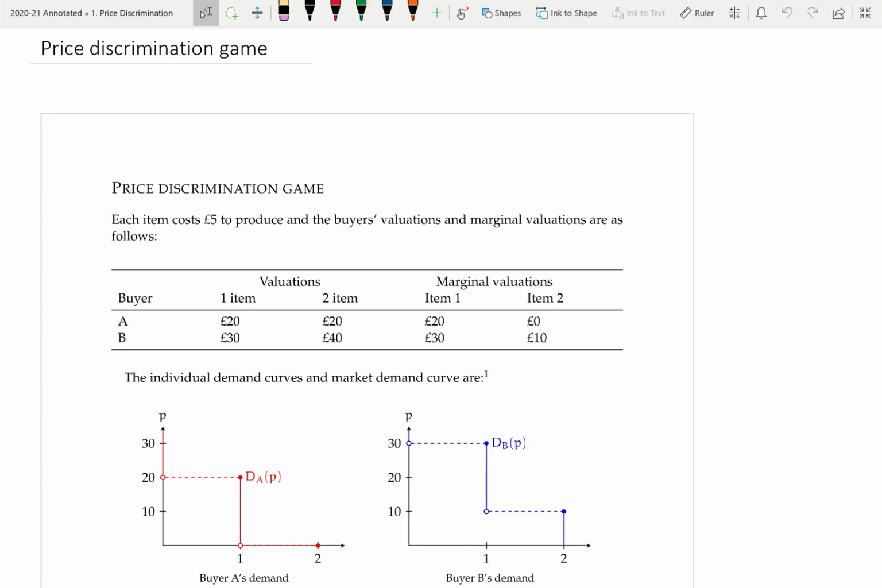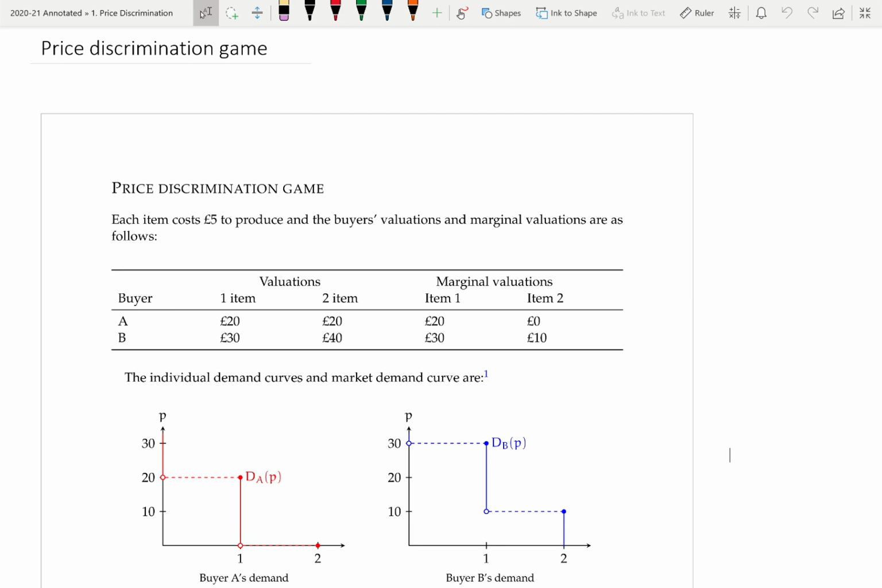In this video, I am going to describe the demand conditions in the price discrimination game that you will play in the first lecture. I'll show you how we can derive the demand curves of the two buyers in that game and how to derive the market demand curve.